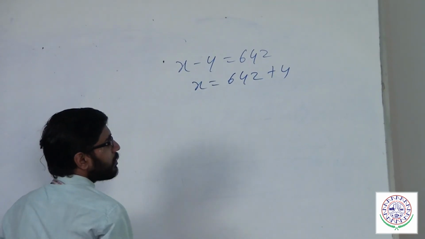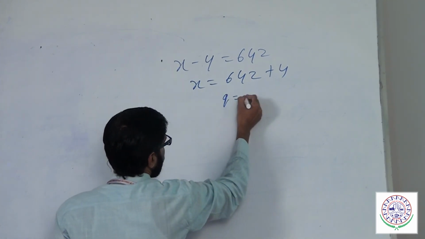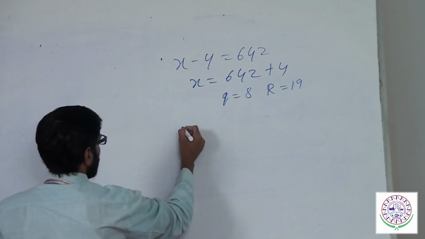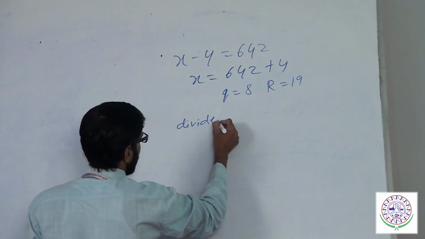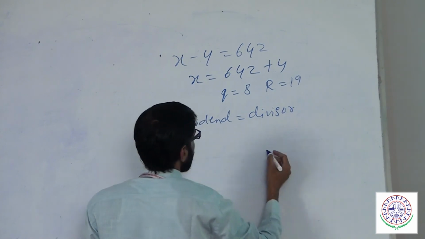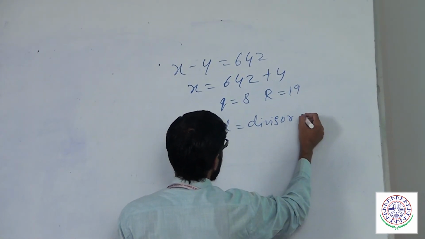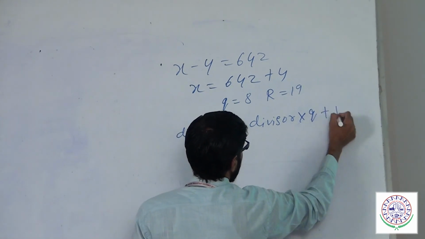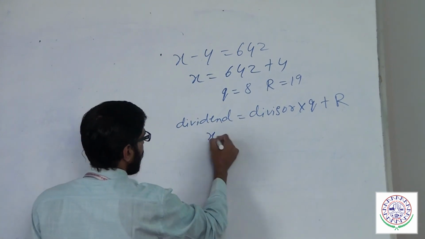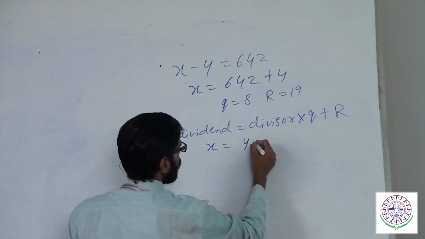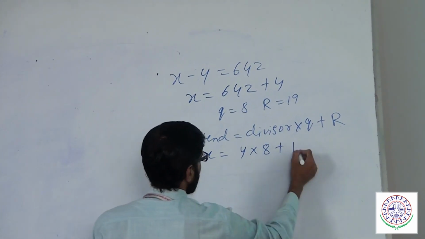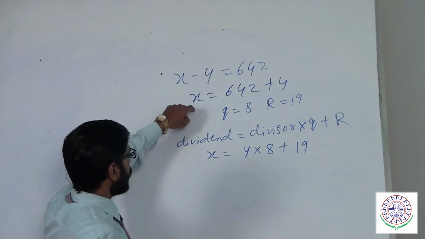And also they have given that quotient is 8 and remainder is 19. So I can write it as dividend is equal to divisor into quotient plus remainder. So if you take this, dividend is x and divisor is y, into q. Substitute the value of q, it will be 8 and the remainder is 19. Okay. Now we have got two equations for this.